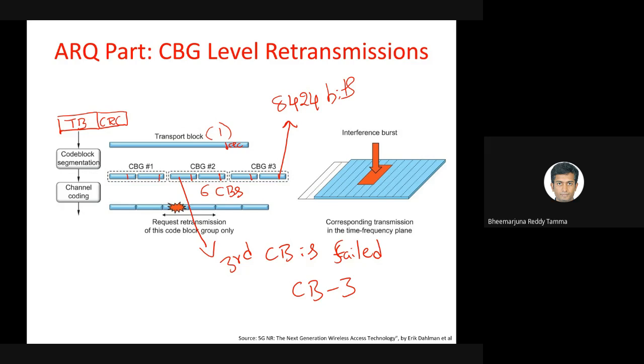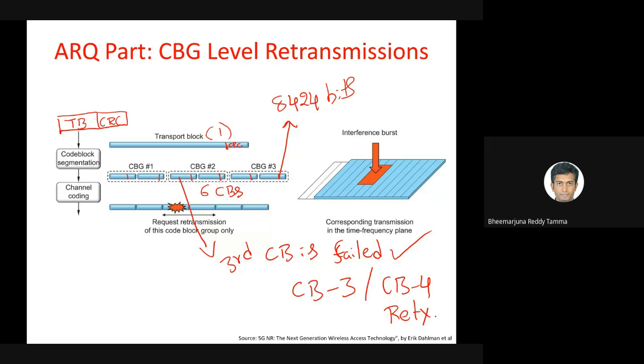In this case, even though only the third code block actually failed, code block 3 and 4 will get retransmitted, because the feedback from the receiver to the sender is at the granularity of the code block group, not at the granularity of the code block. It is basically done to reduce the signaling overhead, even though it leads to more redundant transmission of one successfully transmitted code block. So that is the thing.